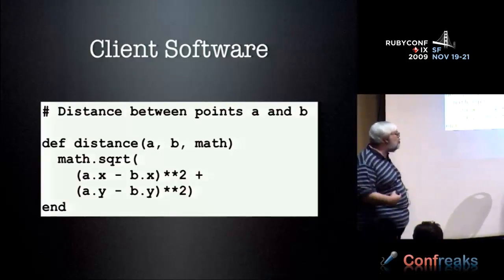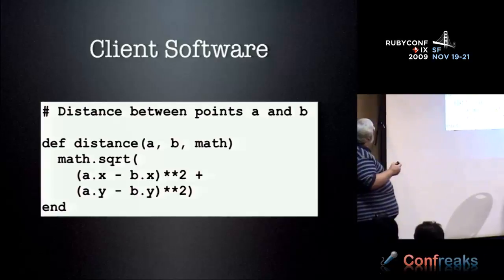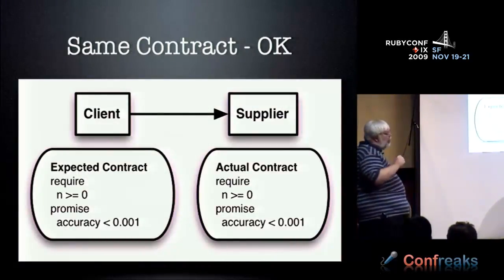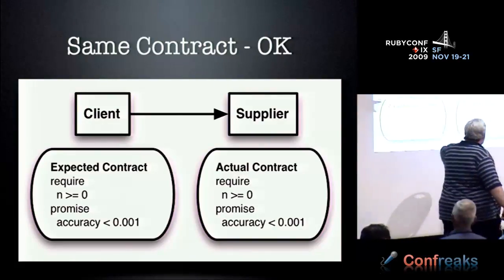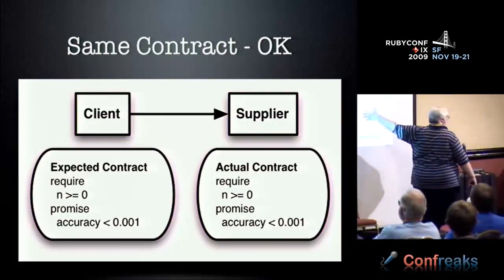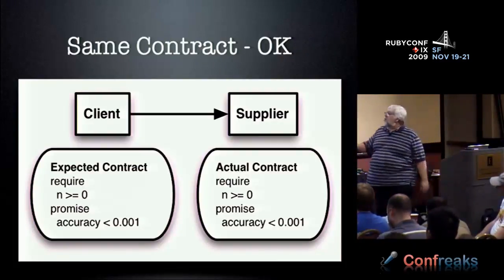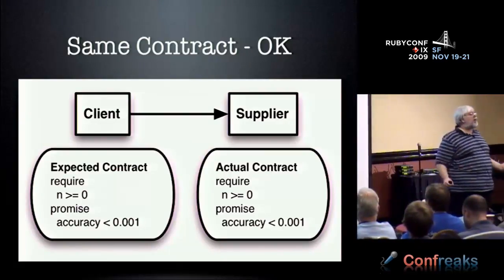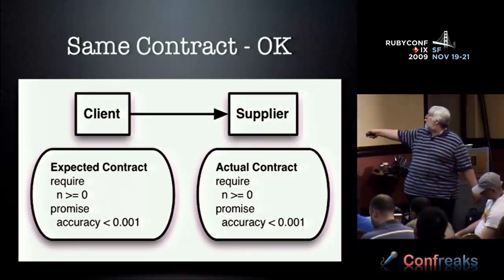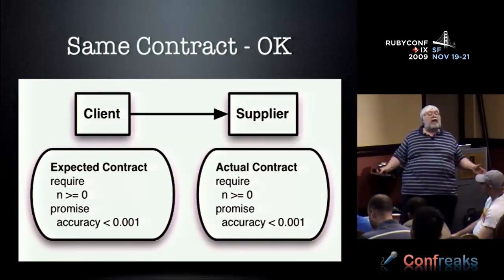Now here's some client code. We are using the square root here, and this is how you'd use it. You pass in the math object, you call square root on it, and you're finding the distance between point A and point B. Now, there are actually 2 views of the contract. There is the view from square root's point of view, what I'll call the actual contract, and that is what is actually being provided by that module. There's the expected contract over here, and that is what the client expects. Now, if the expected contract, its requirements and promises, match exactly to the actual contract, then everybody's happy. It works. Software will work.